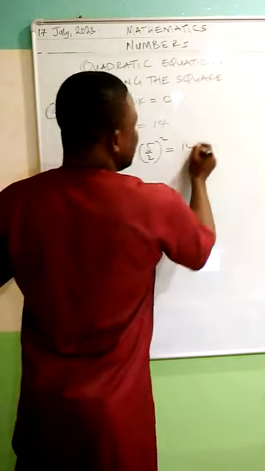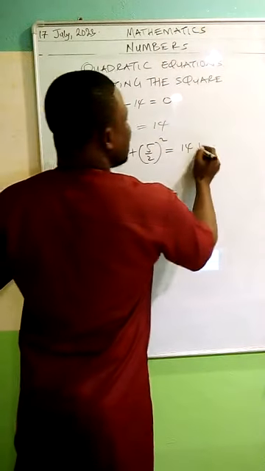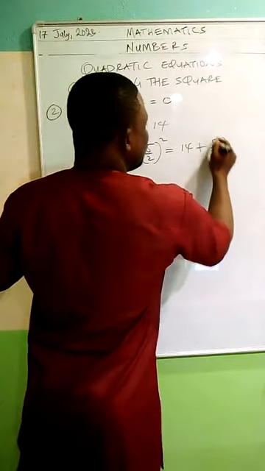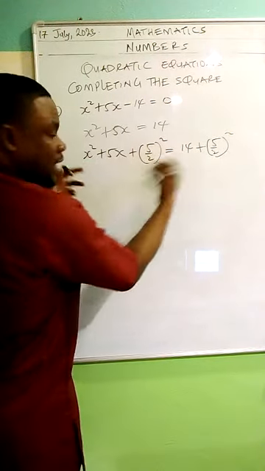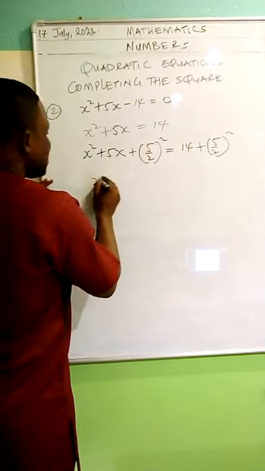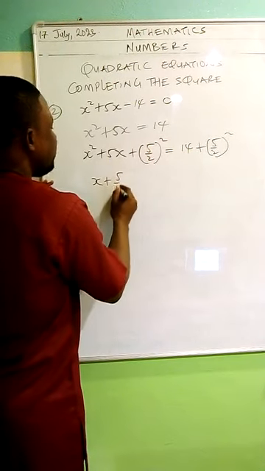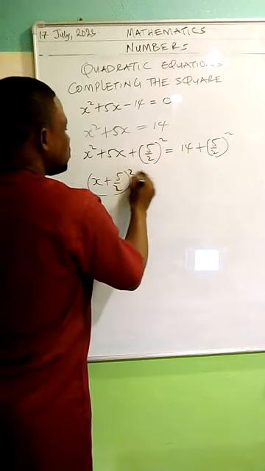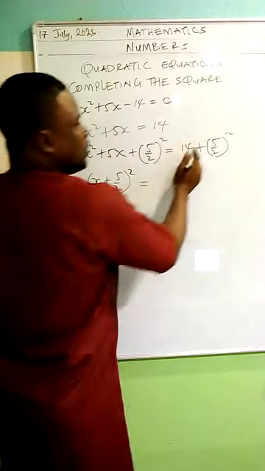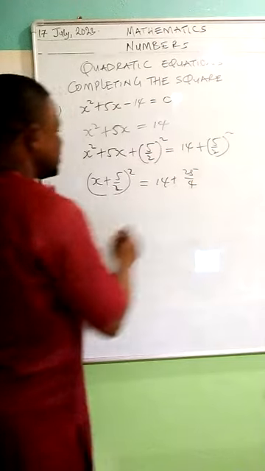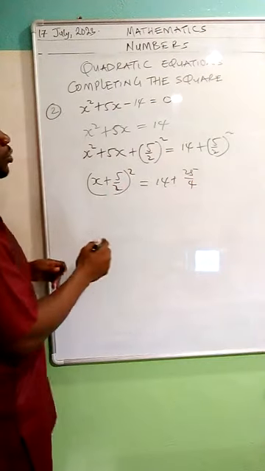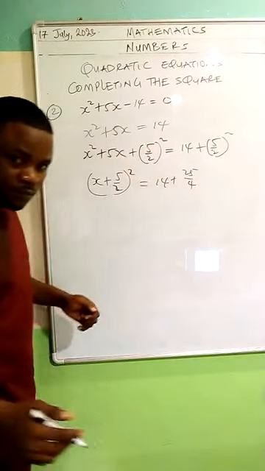I'm going to add this to the side, so I've added it to one side. I must add it to the other side: 5 over 2, all squared. Is that right? So I'm going to take this and this and bring them together. So I'm having x plus 5 over 2, all squared. Then I'm going to have 14 plus 25 over 4 on the other side. And here, I am going to find a way to add these two together.